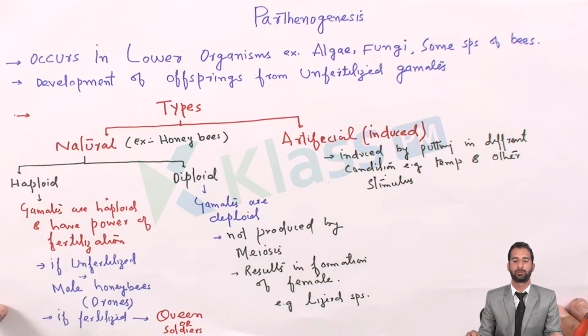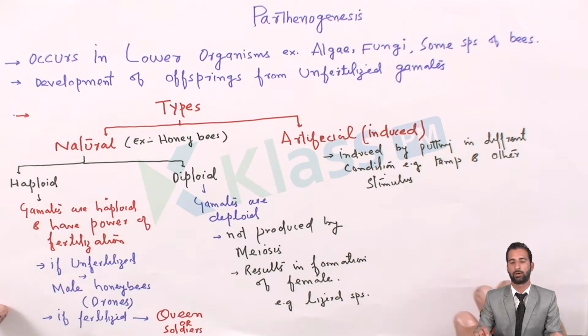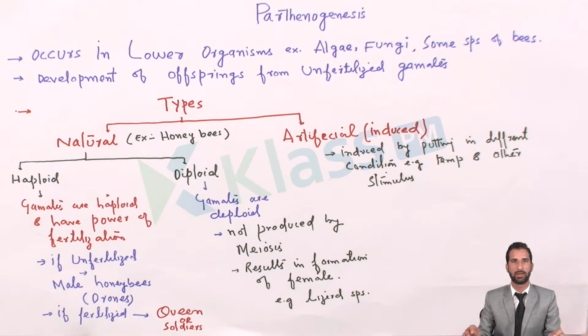In the previous videos, we have discussed the various modes of asexual reproduction, such as budding, fission, and fragmentation. In this video, we are going to talk about parthenogenesis. What is parthenogenesis and how is it different from parthenocarpy?